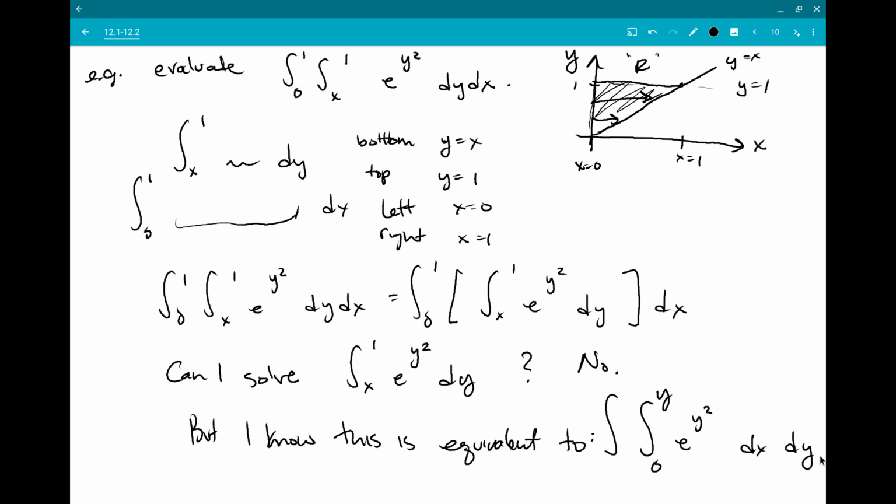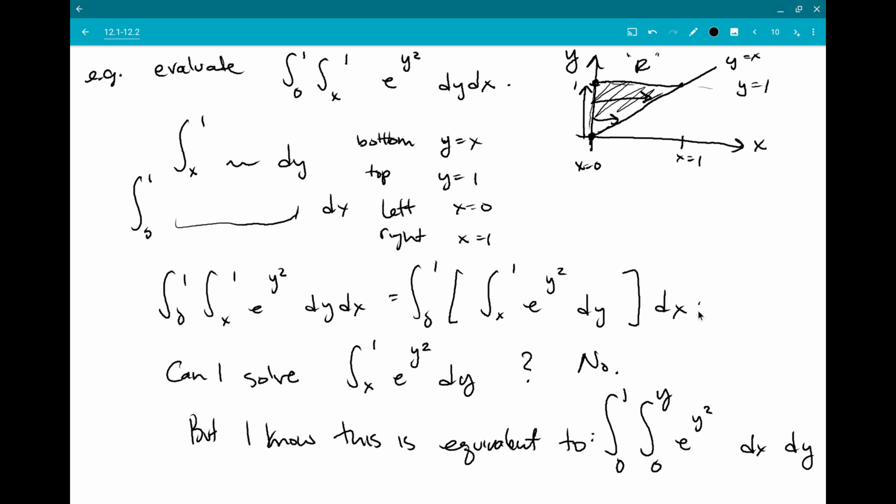And now my y becomes the one that I go top to bottom and only look for the biggest values. So my lowest value y is down here at y equals 0. And my highest value y is up here at y equals 1. And instead of taking the integral from 0 to 1, x to 1, e to the y squared dy dx, I can take the integral from 0 to 1, 0 to y, e to the y squared dx dy.